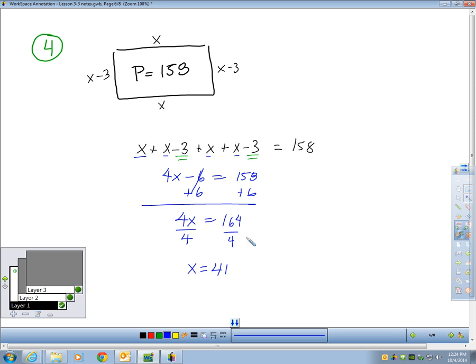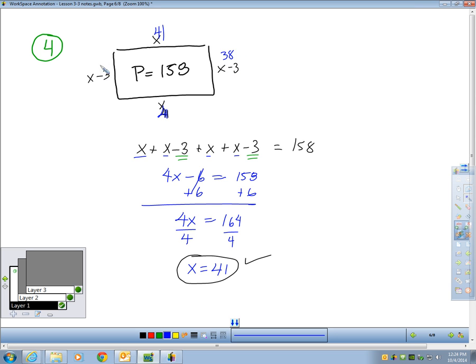Now let's make sure we answer the question. Because, you know, sometimes you get to here and you're like, oh, man, I got it right, I'm all set, x is 41. We haven't answered the question. The question was find the length and the width. Well, x is 41. That means this is 41. My length is 41. My width is 41 minus 3.